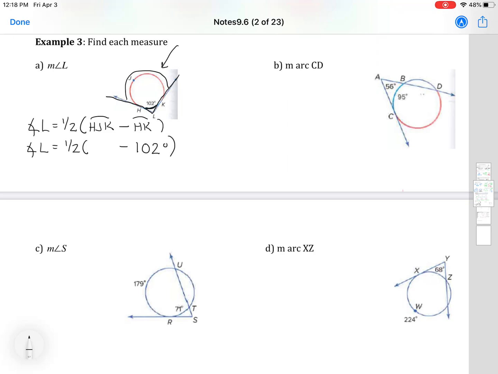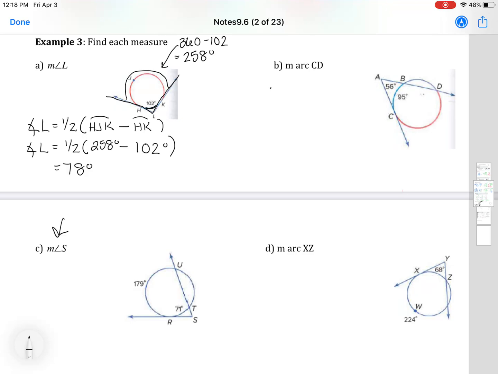Well, first of all, you can't have 2 unknowns, so that's an issue. But this one right here, we did 2 examples before. We have the 102, so I can take that 102 away from the 360, which is the full circle, and that'll give me what's left over, which is 258, which then gives me the missing arc that we need. So now it's just a matter of subtracting: 258 minus 102, take half of that, and you end up with 78 degrees for that angle right there.